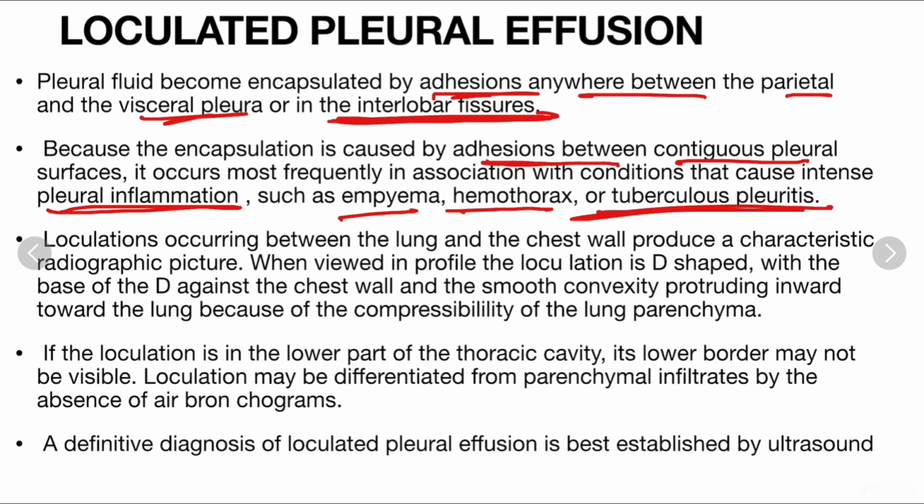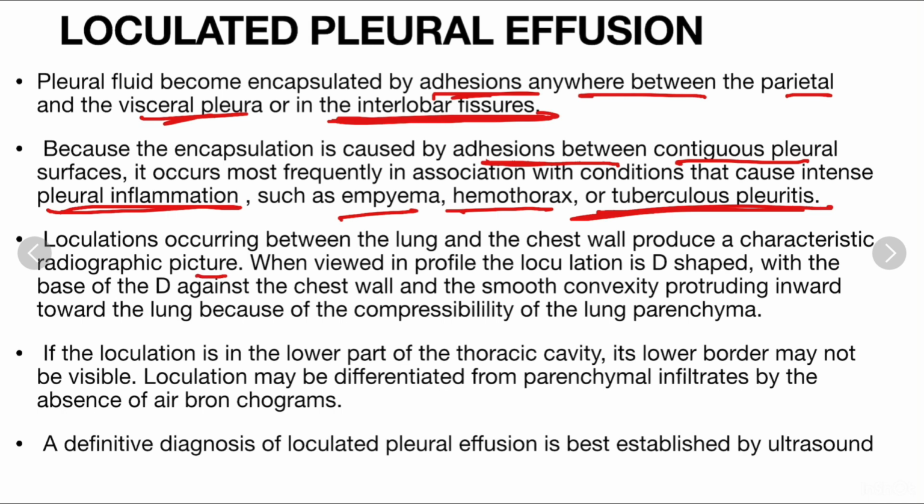So if a loculated pleural effusion is there, then it is due to a chronic disease, either empyema, hemothorax, or tuberculous pleuritis. Then they are talking about how loculations occurring between the lung and chest wall produce a characteristic radiographic picture.